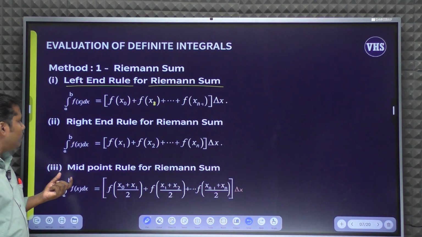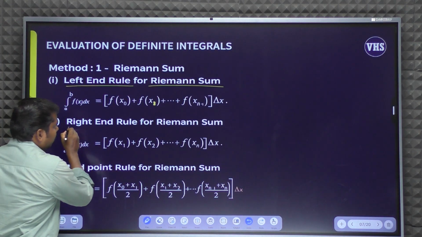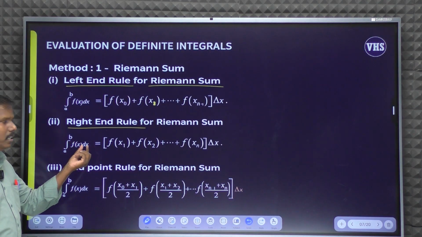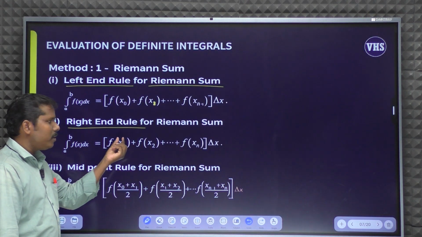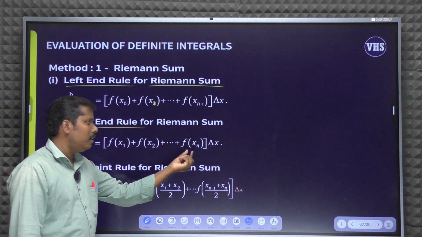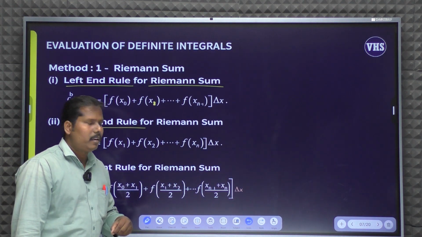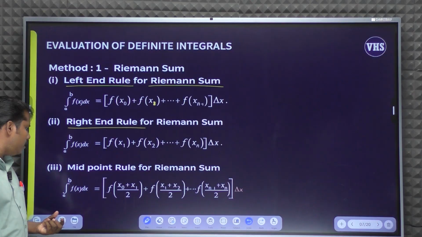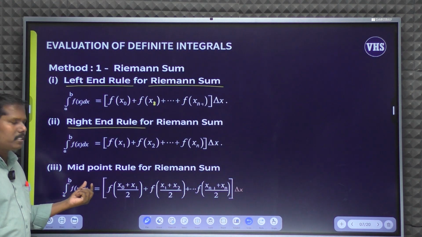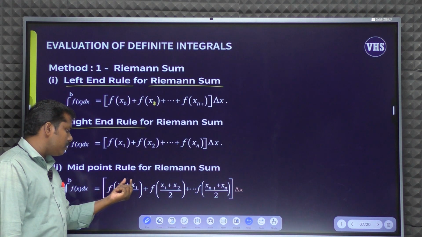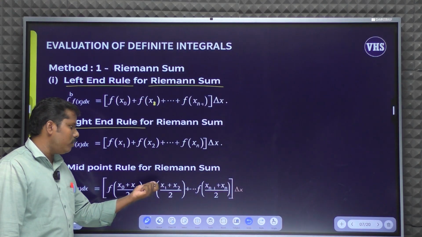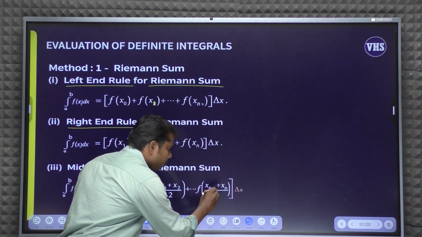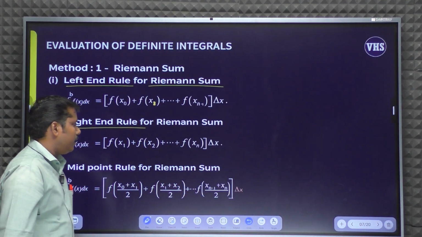And the second Riemann sum is for the right hand rule. Riemann sum for the right hand rule is given as integral a to b f of x dx equal to f of x1 plus f of x2 etc f of xn into delta x. And finally, the third one, midpoint rule for the Riemann integral, is defined to be integral a to b f of x dx equals f of (x0 plus x1) by 2 plus f of (x1 plus x2) by 2 etc f of (xn minus 1 plus xn) by 2 into delta x.